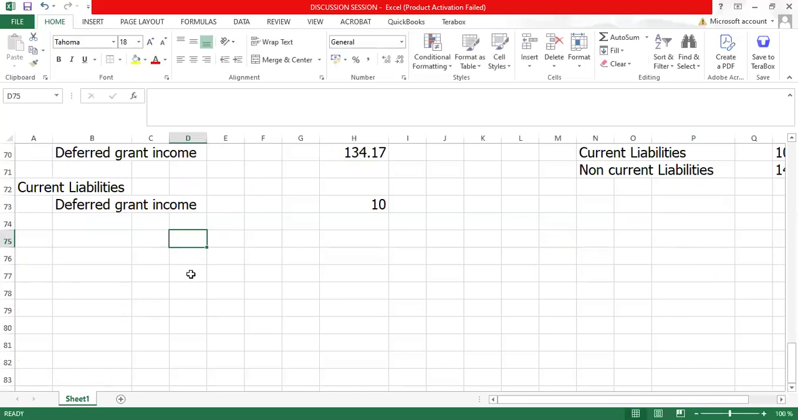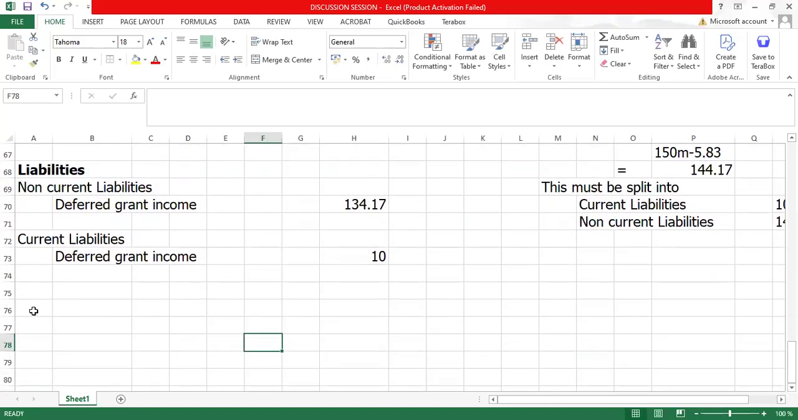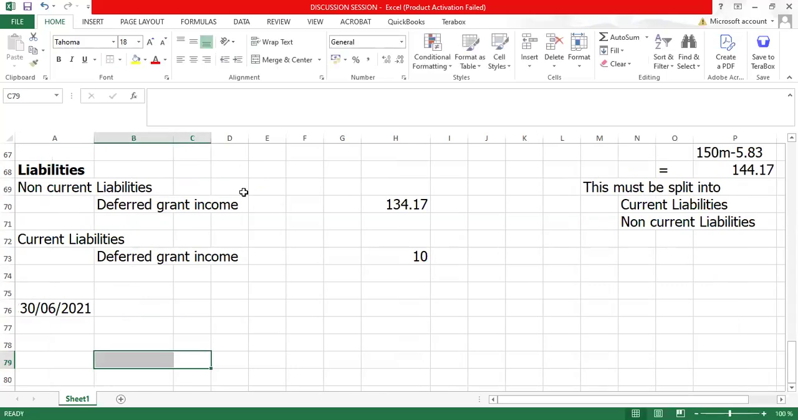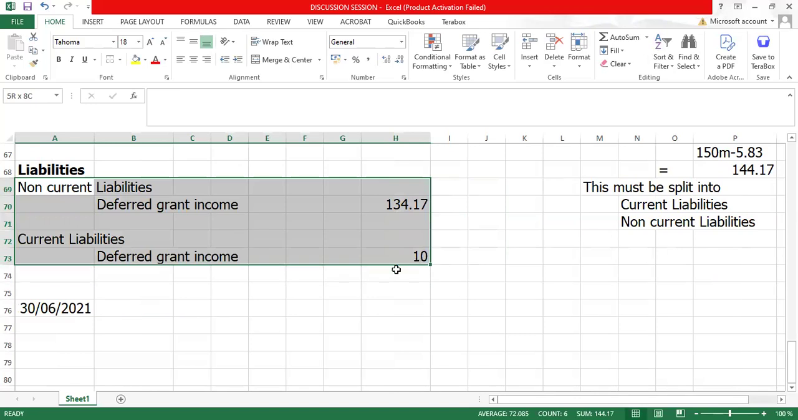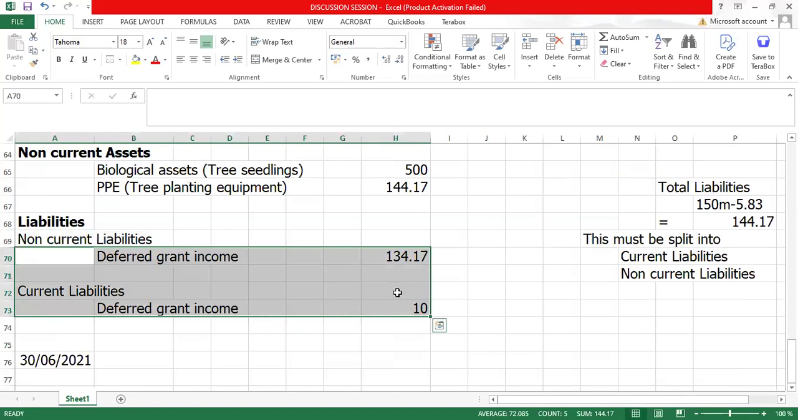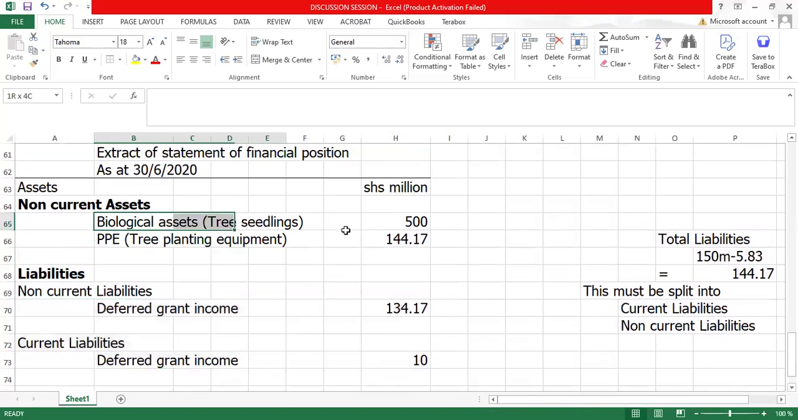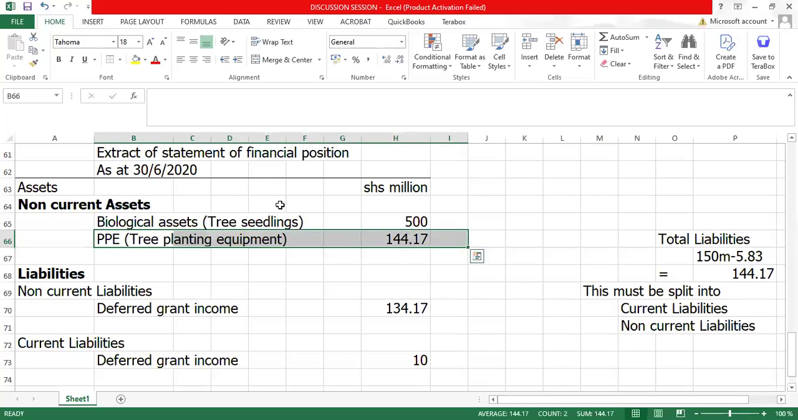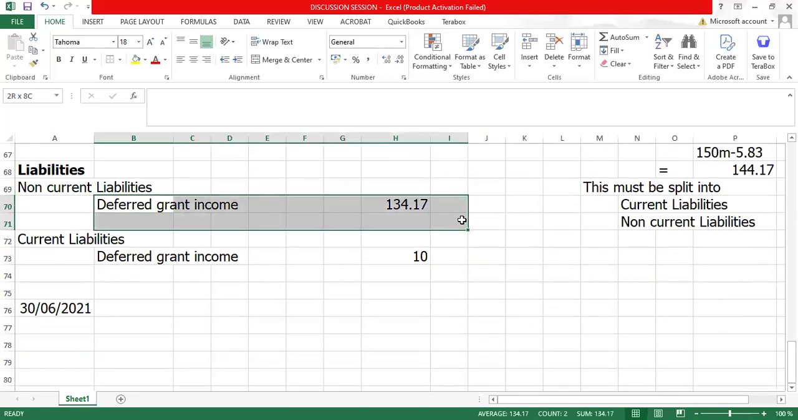Assume you were going to do extracts for the year ending 30th June 2021. What should appear here? And of course, also these ones will change, especially this one will change. What will appear here is what?